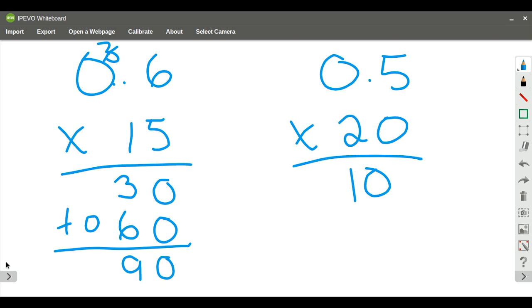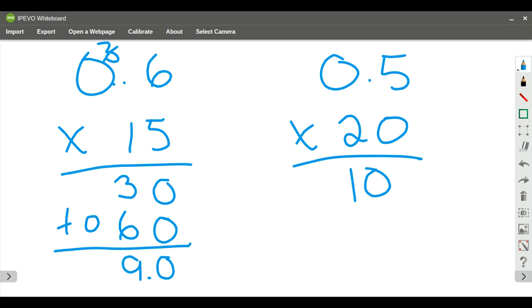Well, checking my reasonableness, 90 is not close to 10. So that tells me either I multiplied wrong or I forgot to look at the decimal pattern. I didn't look at the decimal pattern yet, so I need to do that. So here I have one number behind the decimal. So down in my product, I should have one number behind the decimal. So the decimal needs to move one place to the left. So my answer that I get is going to be 9. 9 is a reasonable answer for 10 as my estimate.